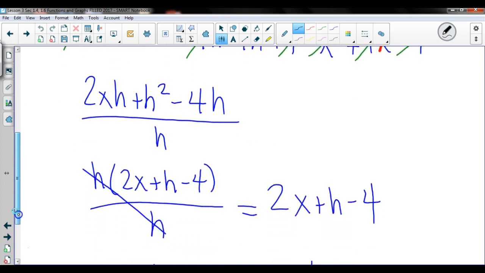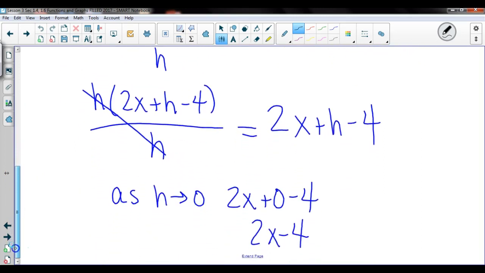Then you factor out the h, and you're left with 2x plus h minus 4, but then as h approaches 0, 2x plus 0 minus 4 is just 2x minus 4.